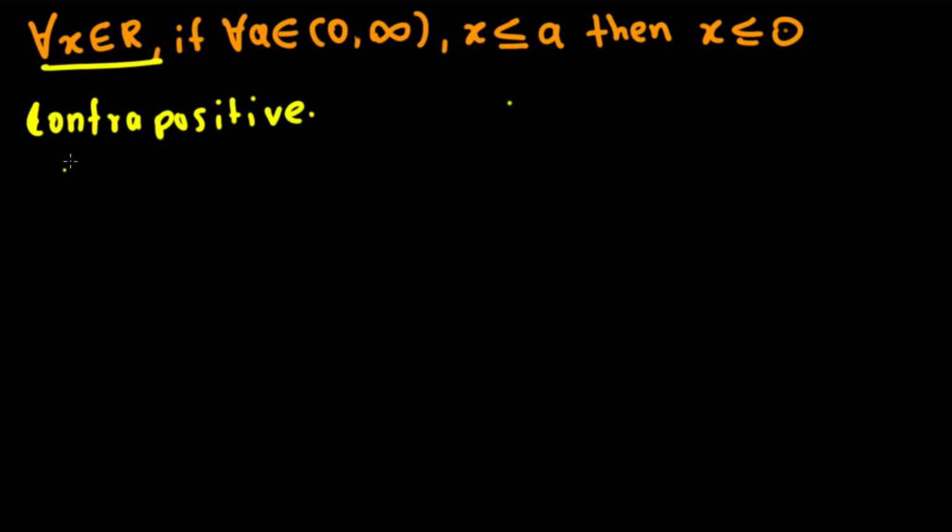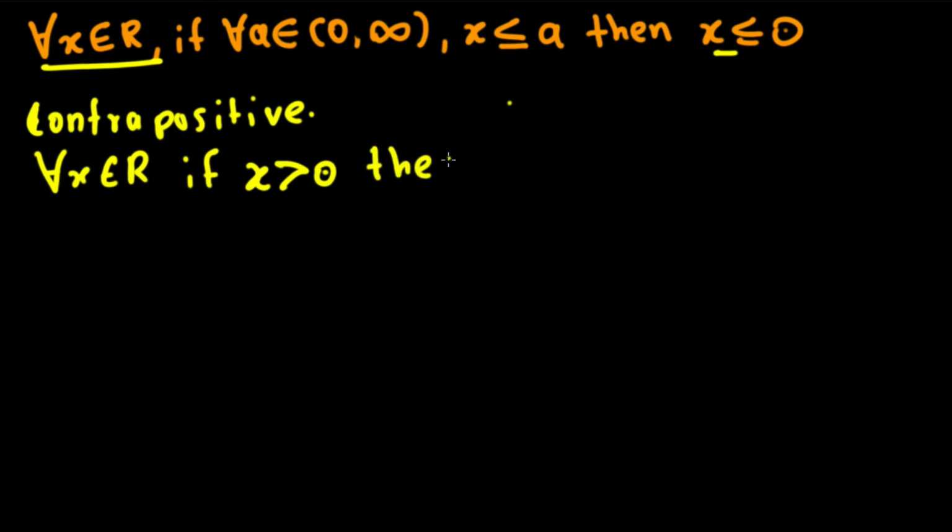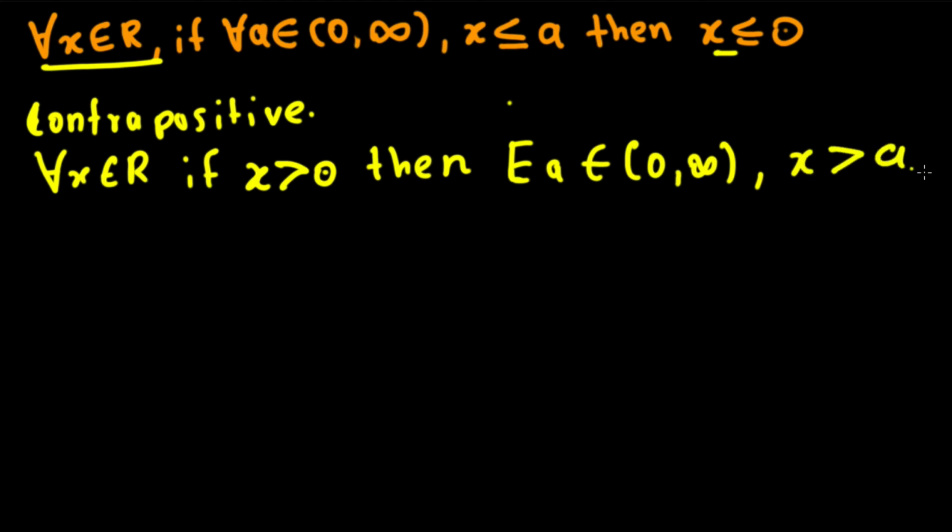For all x belongs to real number, because until if it's going to be the same. So for all x belongs to real number if, and then we have to negate this one. The negation of this one is x is greater than 0. Then we have to put the whole thing. So if it's for all a, it means there exists a, if we negate this one, there exists an a belongs to 0 to infinity, such that the negation of this one is going to be x is greater than a.